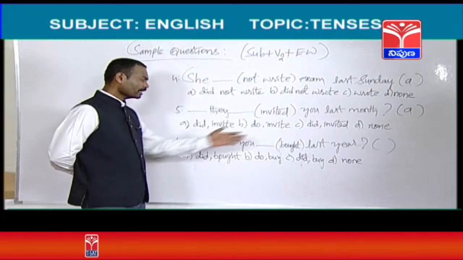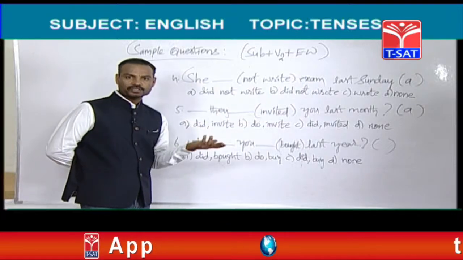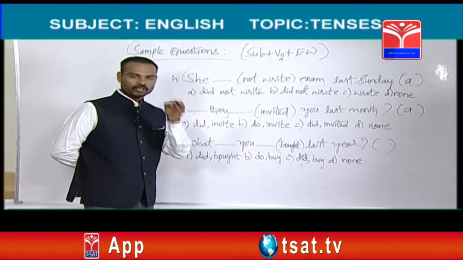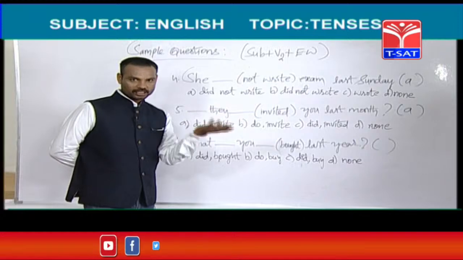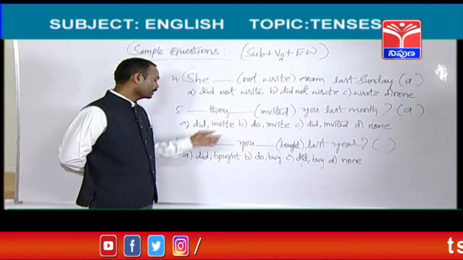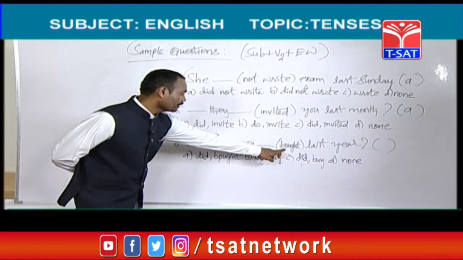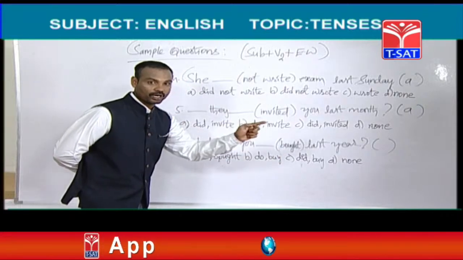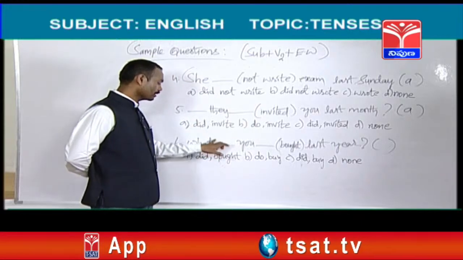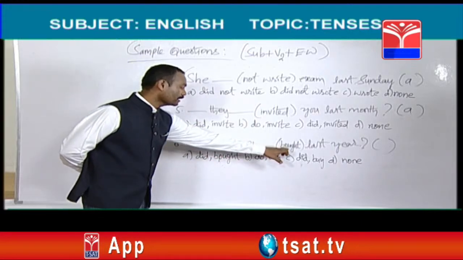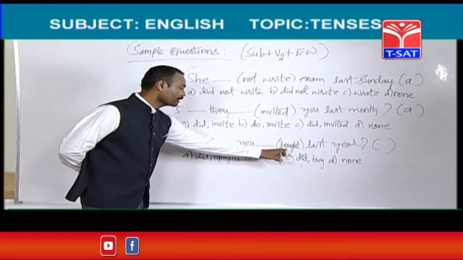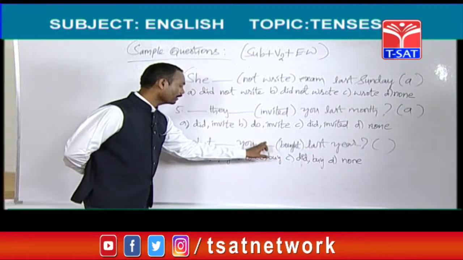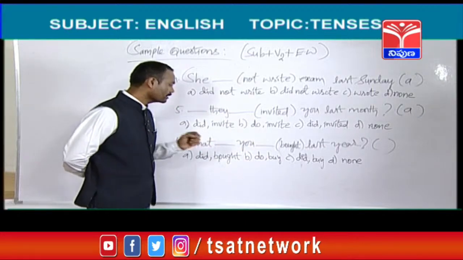So it is a question. We must use did. In simple past, for asking questions, we must use did. When we use did, we should use the first form of the verb. Here, what did they give? They have given bought. What is the first form of bought? Buy, bought, bought. So here we should use did, and the verb must be changed into the first form. So we should take buy. Here did and buy.